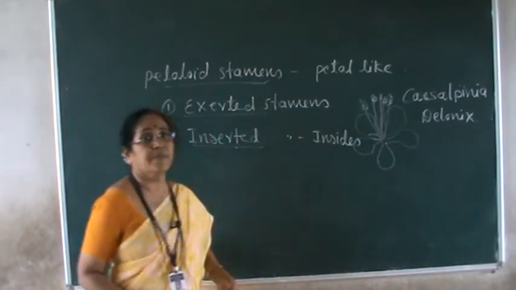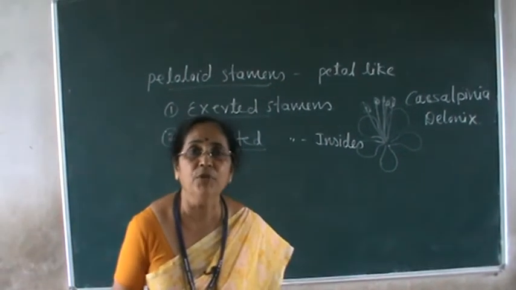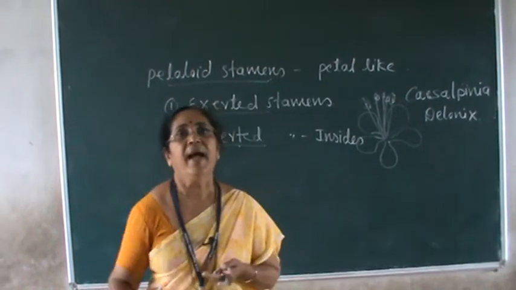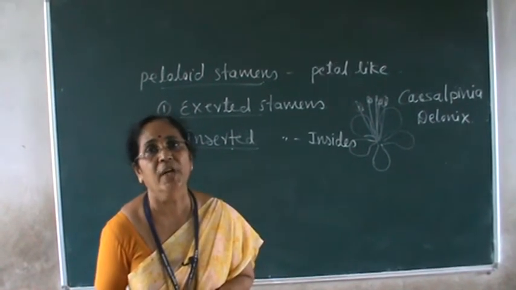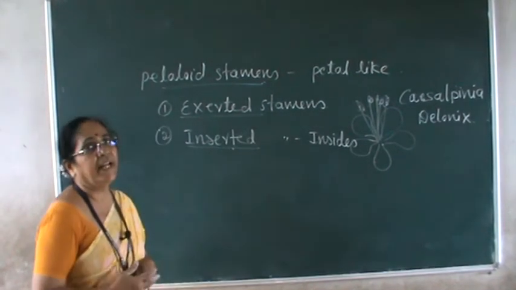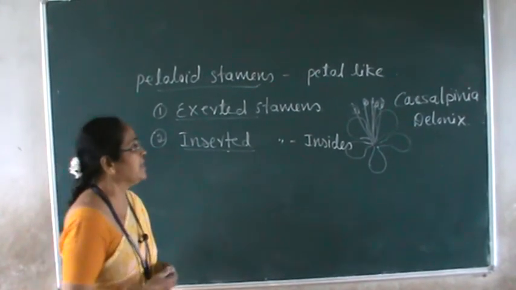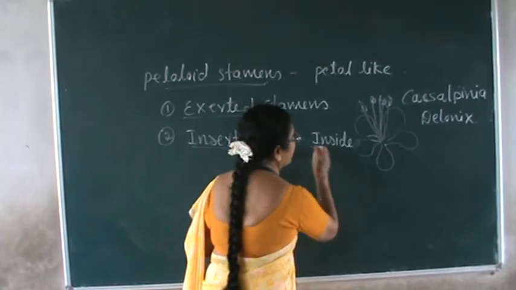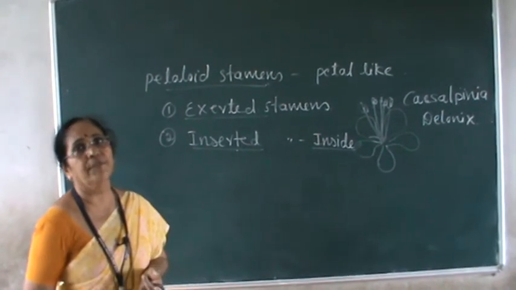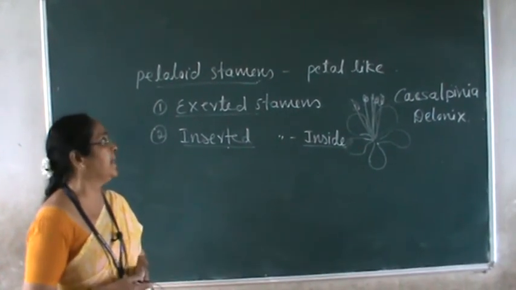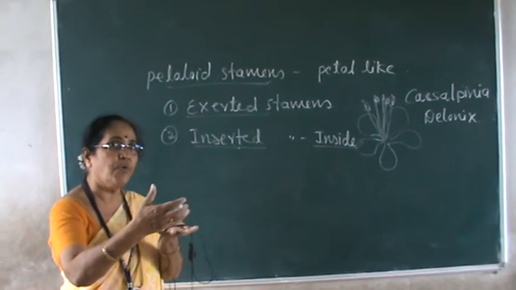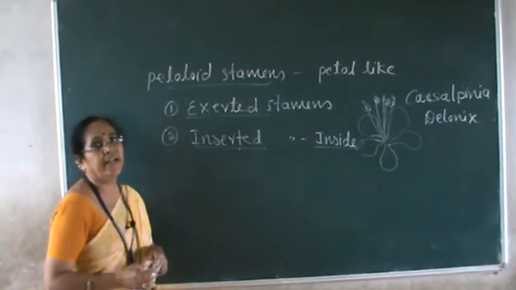It doesn't mean that the filaments are extremely short. Even in Datura flower, the filaments are very long. But the corolla length is much greater than the length of the filament in Datura, so the stamen remains inside the corolla tube, that is a funnel-like corolla. If the stamens remain inside the flower, then it is inserted. You have to open up the flower to study the stamens. And when you look at the flower, if you can directly see the stamens outside the flower, then it is to be called exerted kind of stamens.